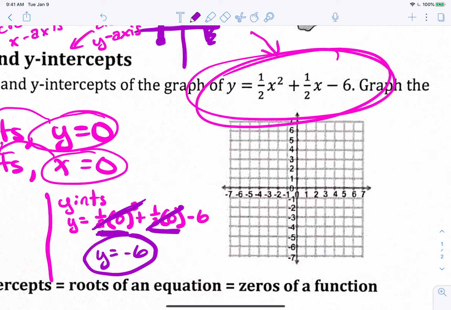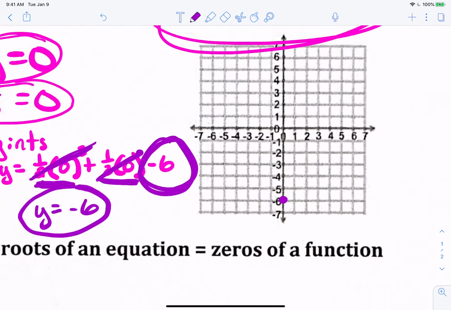It will always be the case, always, that when you're plugging 0 in for x, the number that does not have an x attached to it will be the y-intercept. Does that make sense? It will always be the case because everything else will cancel out because it will be 0. Okay? So the y-intercept is -6. I'm going to go down where it intersects the y-axis and put my dot at -6 right there.